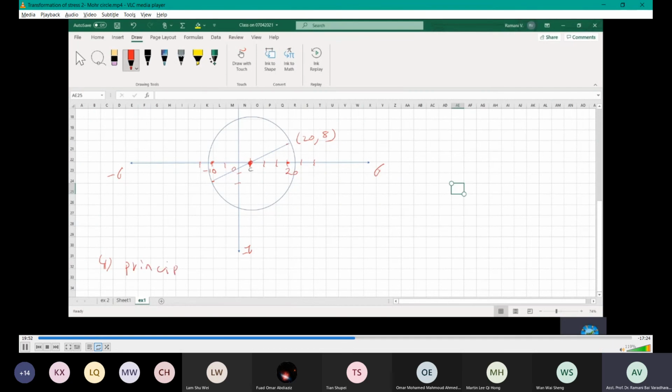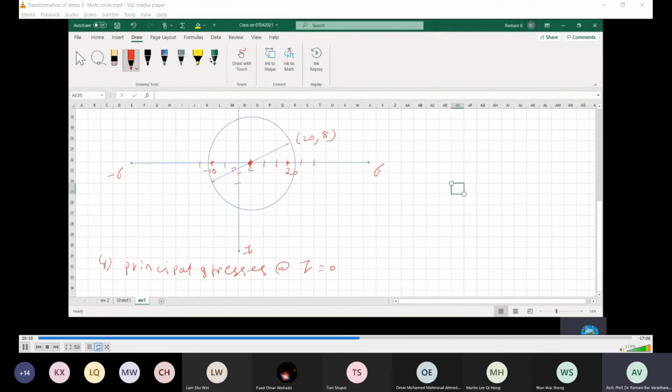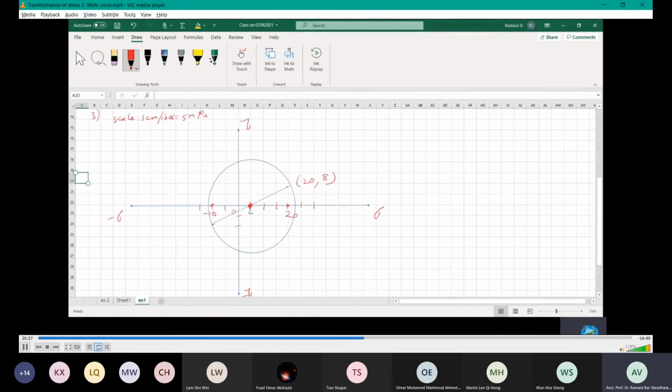By rule, principal stresses are lying on the x-axis, or otherwise principal stresses are calculated when shear stress is 0, right? When shear stress is 0, the stresses produced are maximum or minimum or average, and they are all called principal stresses. You can say these are the notable stresses in any phenomenon or in any material.